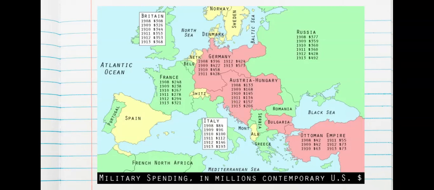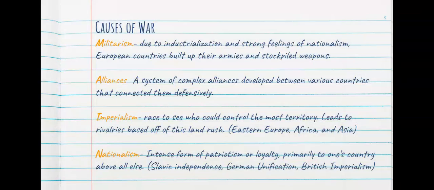So let's look at Germany, for example. In 1908, Germany was spending $396 million on military. And in 1913, the year before the war, they were spending $573 million. So that kind of shows you this buildup of spending on military things. So let's go back.